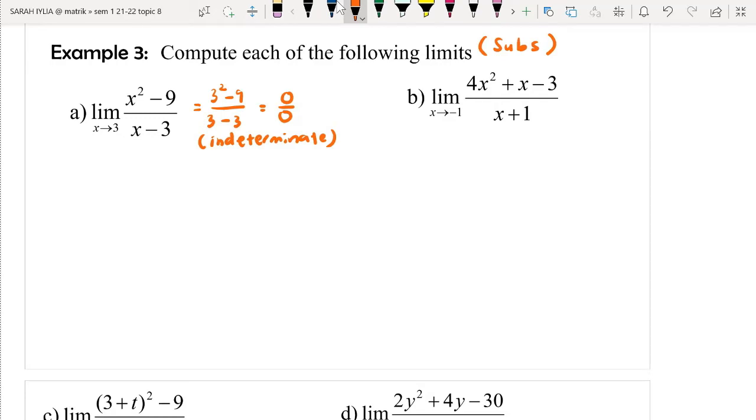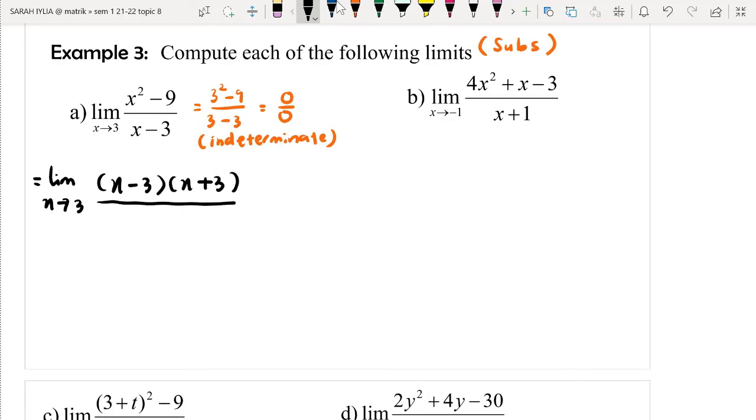Okay, so just now we have two options, either factorize or multiply conjugate. Multiply conjugate most of the time awak akan jumpa bila ada square root kat dalam soalan. Sekarang tak ada square root, kita ada squared quadratic. So try to factorize that. And we know x squared minus 9 can be factorized as x minus 3, x plus 3.